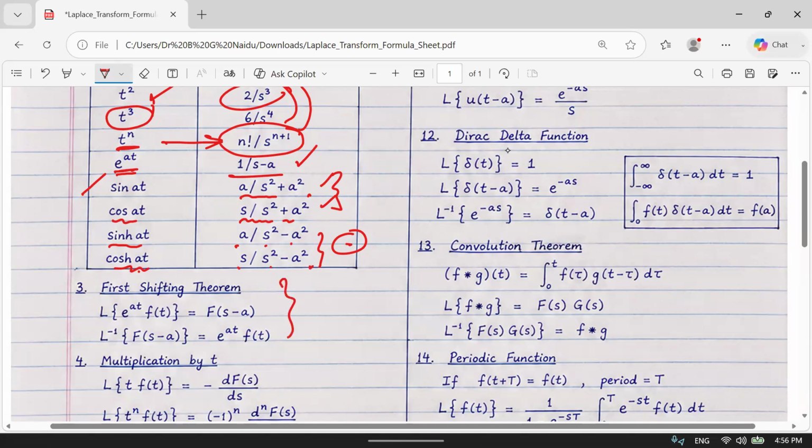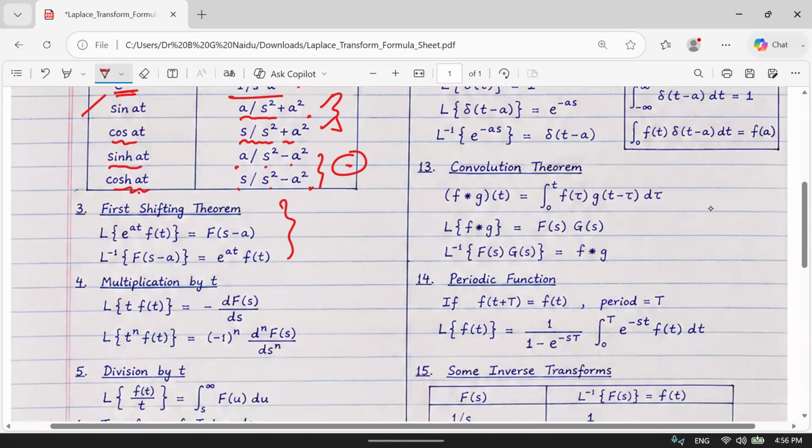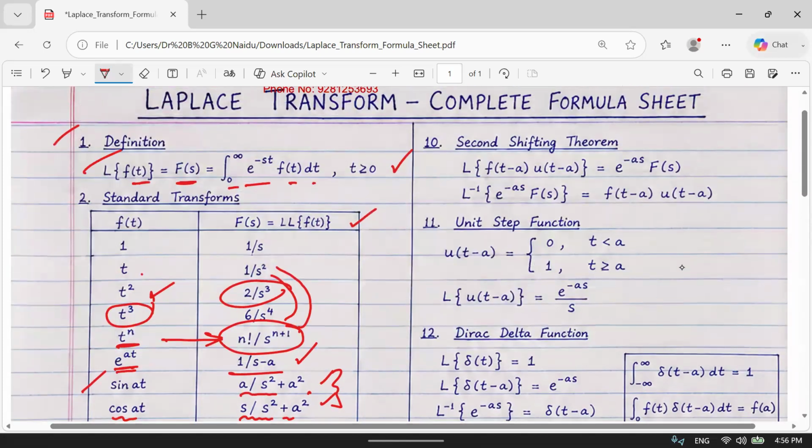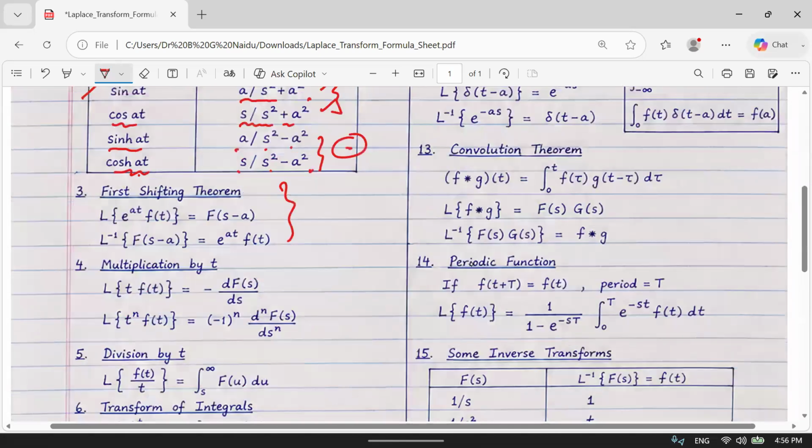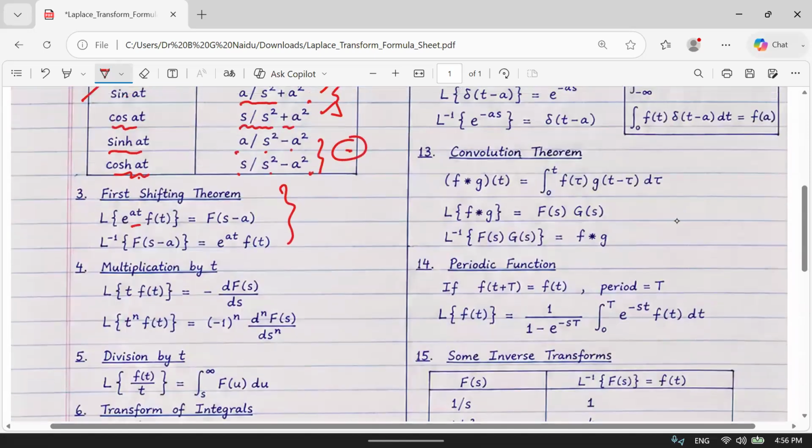And there is the first shifting theorem. We know that the basic Laplace transformation of f of t can be written like this. If we multiply this f of t with e to the power a t, we will get f of s minus a. Instead of s, we will get s minus a. Similarly, the inverse Laplace transformation of f of s minus a will give e to the power a t times f of t.